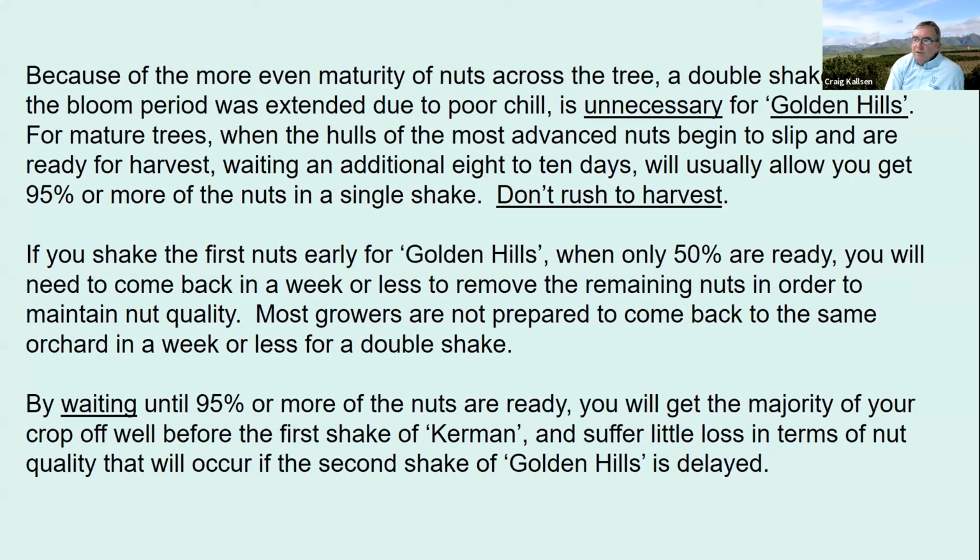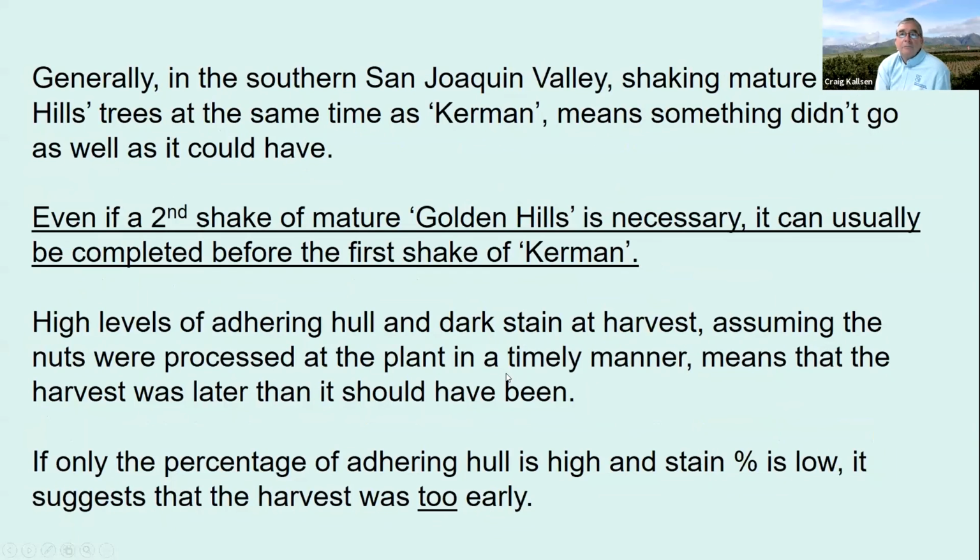Don't rush to harvest. Trouble is, if like we do in Kerman, we shake when 50% of the nuts are ready, the nut maturity is so even across the tree that you probably have to come back in a few days to get the rest without having those other nuts lose quality by staying too long on the tree. So again, by waiting until 95% or more of the nuts are ready, you'll get the majority of your crop off well before the first shake of Kerman, and suffer a little loss in terms of nut quality that will occur if the second shake of Golden Hills is delayed, which often happens. I mean, there's no way you can shake and usually come back within another week or something to get the rest. It's hot when Golden Hills is ready for harvest and they're not going to store well on the tree.